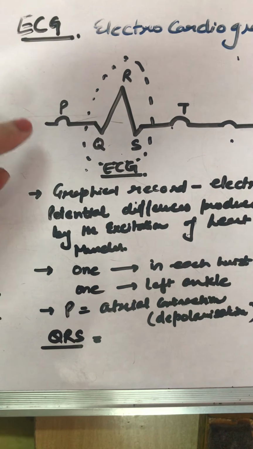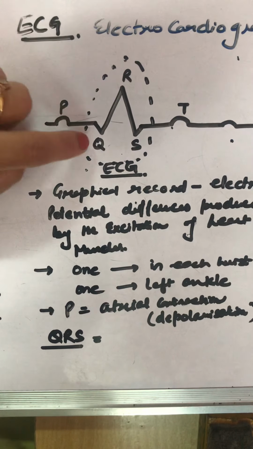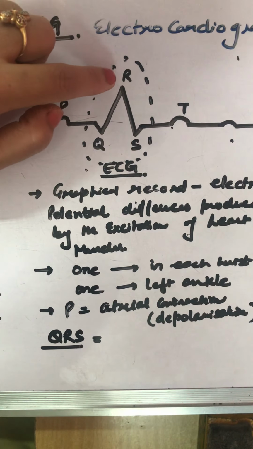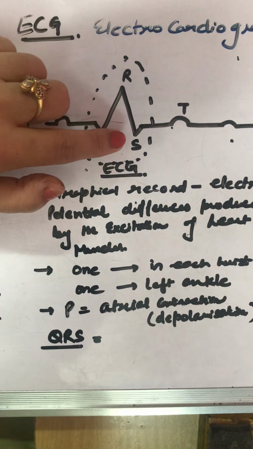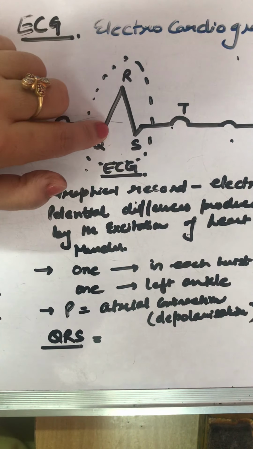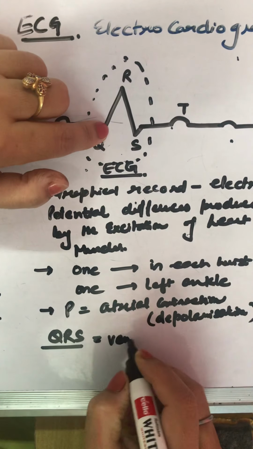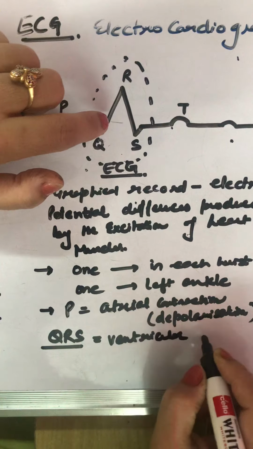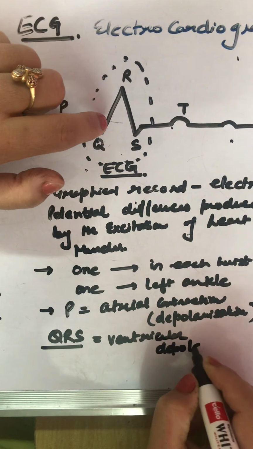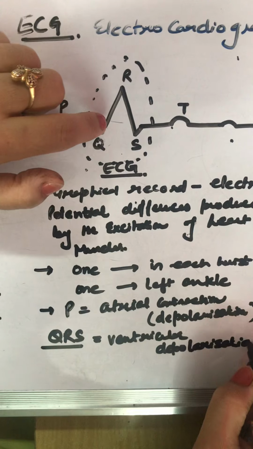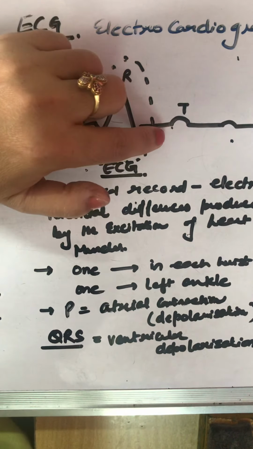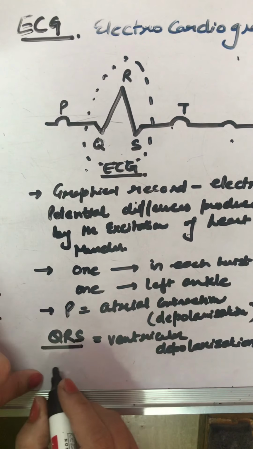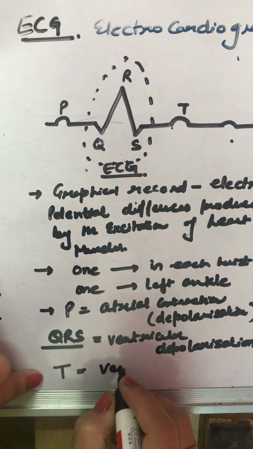When we talk about QRS, this basically begins with a fraction of a second of the P wave and continues to form this upright ending, a kind of conical structure. It represents the ventricular depolarization, that is ventricular contraction. Then we move to the third one, the T wave. It is the ventricular repolarization, that means relaxation of ventricles.